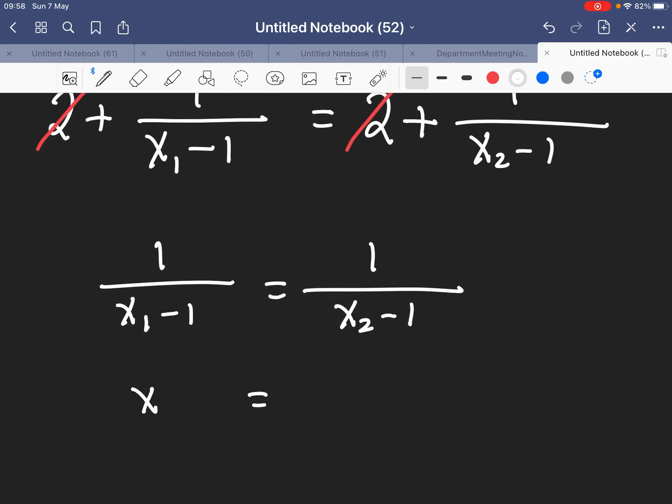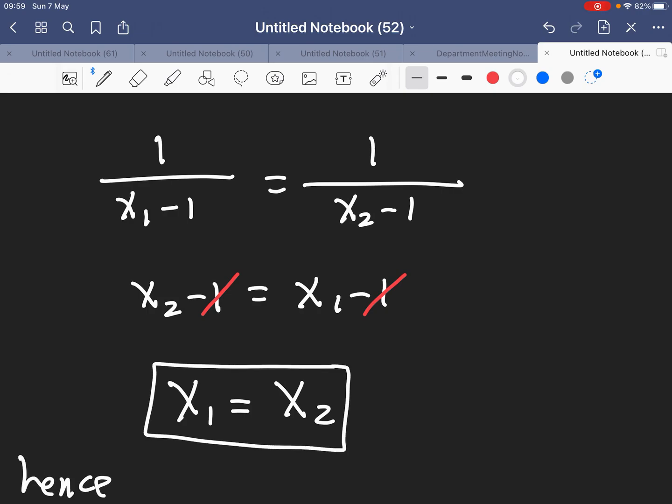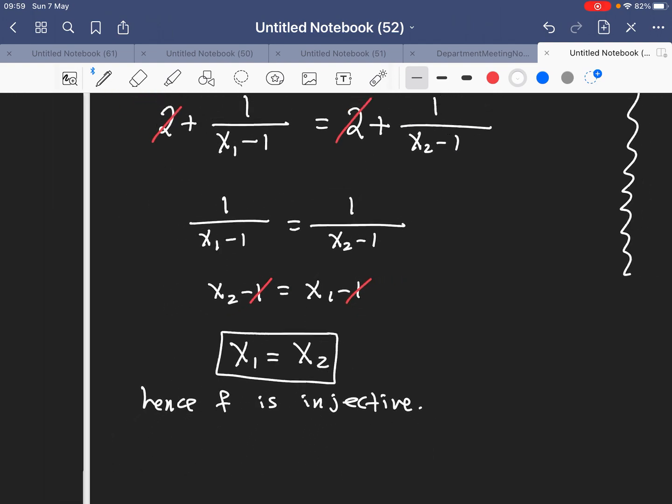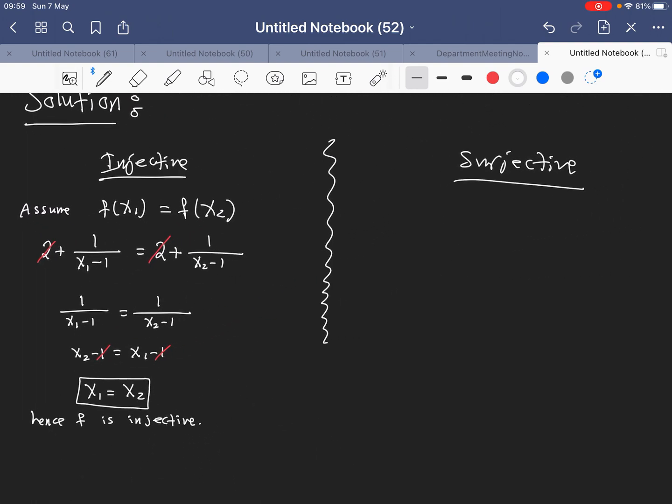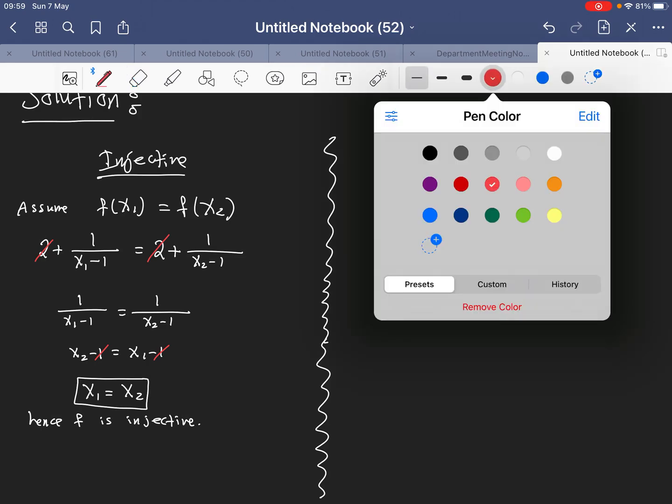Now if we do just quick algebraic manipulation, this means we can flip both sides, so x1 minus 1 equals x2 minus 1. Now I think I can cancel the 1. And finally, I would reach where I want to reach, which is x1 equal to x2. Hence, f is injective. We finished the first part, which is the part where we show that the function is injective. Let me do the second part. And for the second part, let me do it with a different color. Maybe that would be easier for you to distinguish.